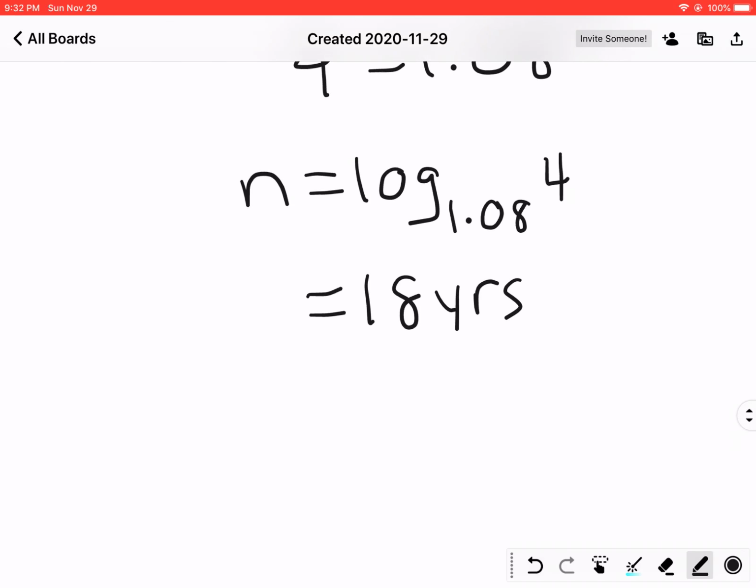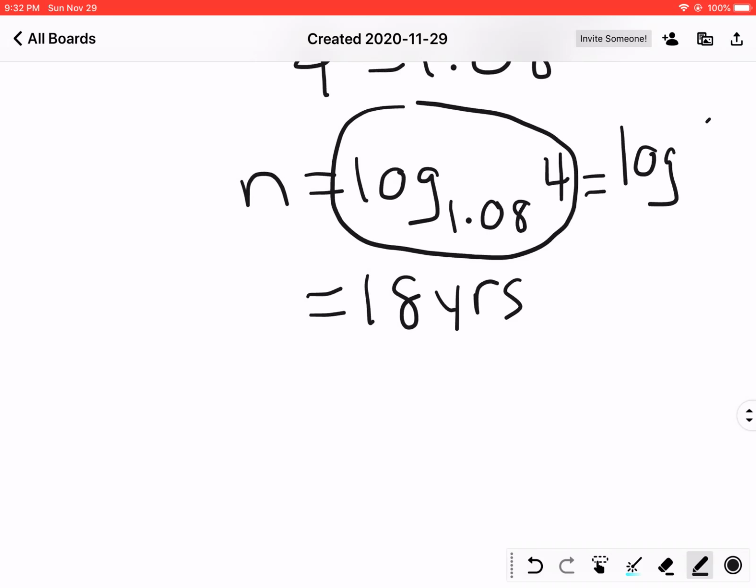Just a note, when we're doing this, we can do this different ways. There is this actual button on our calculator above the pi button. We can also do the log of 4 over the log of 1.08. And honestly, this is what I do. This is what I grew up with, using either the log button or the log natural button. However, our calculator does have the actual log base a of b button on the calculator. So it's kind of cool.